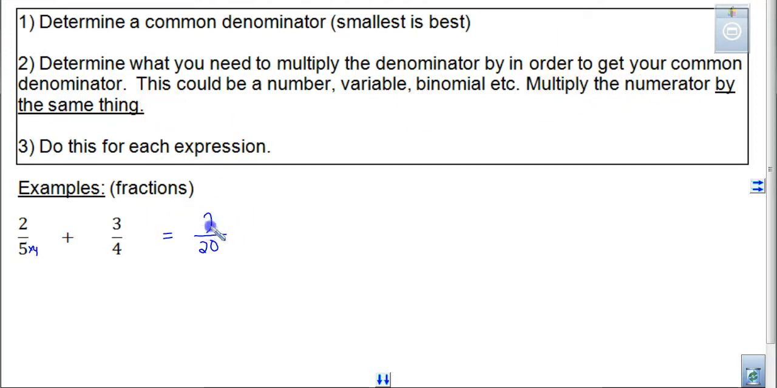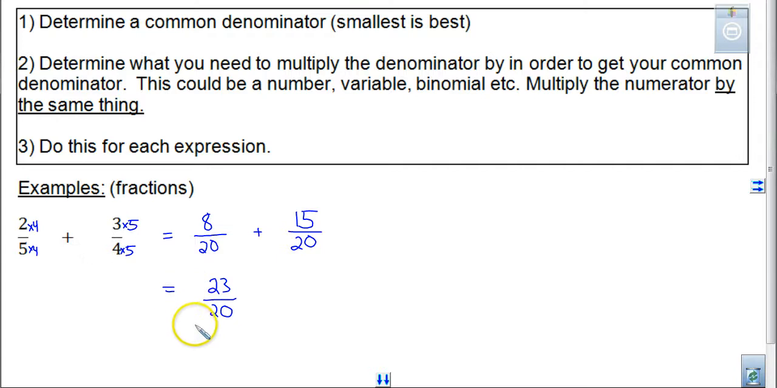So right now, if I put 2 over 20, that's not the same thing as 2 over 5. It's a different fraction. So what I have to do is also multiply the numerator by 4. So I get 8 over 20. That is an equivalent fraction for 2 over 5. So that's good. So I want to add to that 3 over 4. So I'd have to multiply 4 by 5 to get the common denominator of 20. So that means the numerator is also multiplied by 5. So 15 over 20. Now, adding those up, we get 23 over 20.